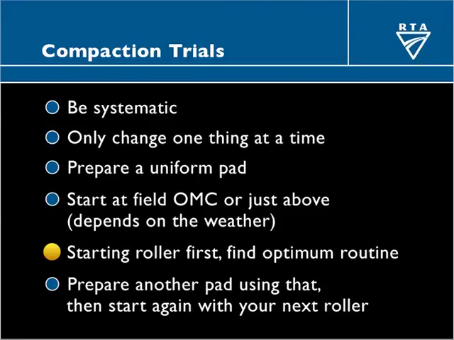Use your selected starting roller first. Find the optimum routine for that. In fact, you'll go past the point of diminishing returns with that roller, and then you'll work out what the optimum number of passes is, and perhaps what the settings are for it. You may need to do separate trials to optimize the settings. Then prepare another pad using that first roller with its best routine, and start again using the next roller you plan to use. Obviously, normally there would only be perhaps 2 rollers. Under some circumstances there may be 3 or 4.